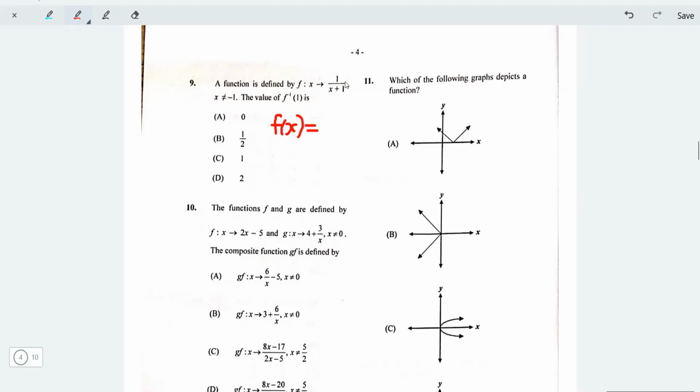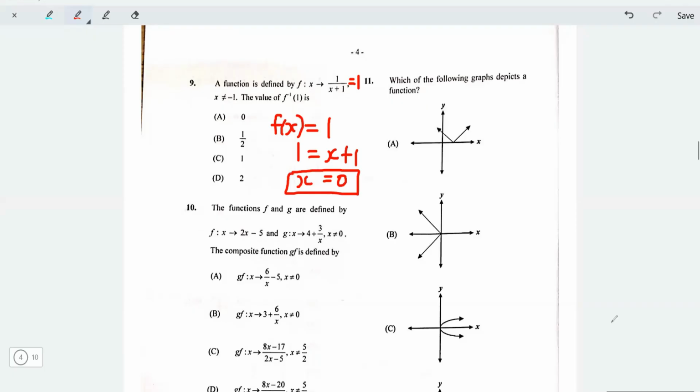So now if you were to set this function equal to 1, you cross multiply and you end up getting 1 is equal to x plus 1. Then we subtract 1 from both sides, and so x equals 0. So the value f inverse of 1 is going to be 0. See there? 0.